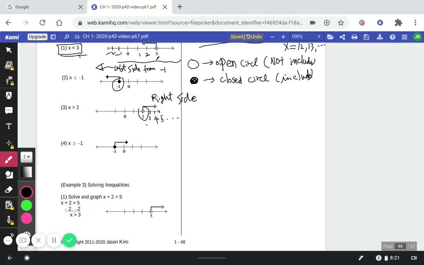Number 4, the way you read this inequality is x is bigger than or equal to -1. So it's bigger than or equal to, so because of the equal, you use the dark circle, and then bigger means move to the right side, any value on the right side of that critical value, including -1, okay, because of the equal sign under the sign. Okay, so that's how you graph these values or solutions.